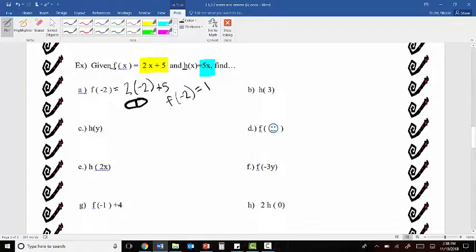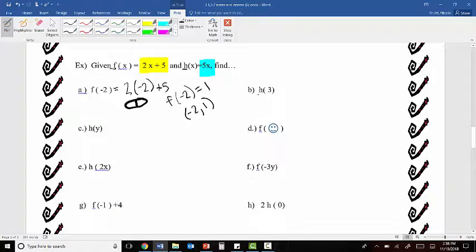And from that, you can actually graph your answer. Negative 2 is your input, so that is your x, and it corresponds to 1, which is its y value. So you can actually graph your answer on the coordinate plane.